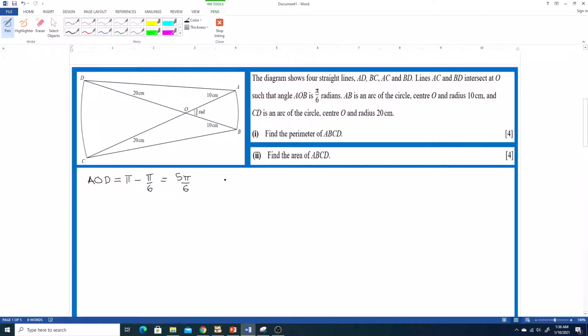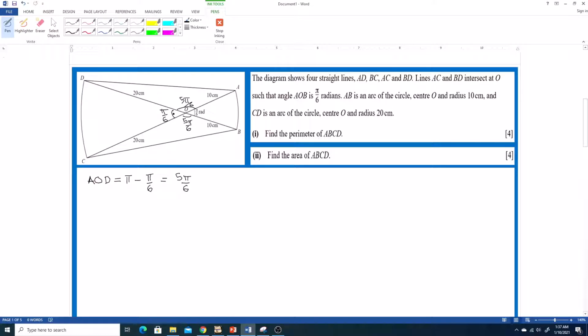And because we have those straight lines AC and BD, we know that vertically opposite angles are equal. So this angle right here and this angle right here are both equal, and they're both going to be 5 pi over 6, and this is 5 pi over 6. This bit is going to be vertically opposite to our pi over 6.